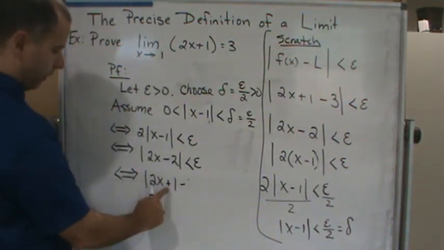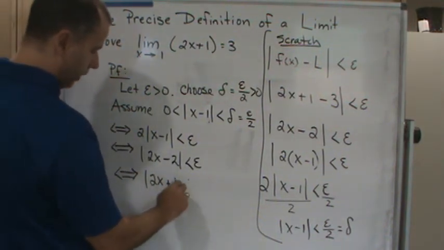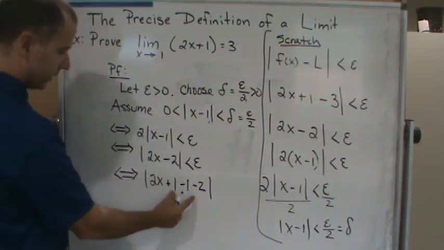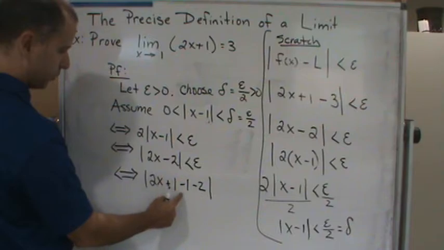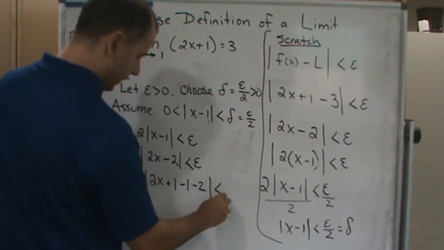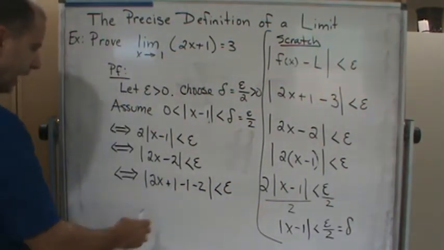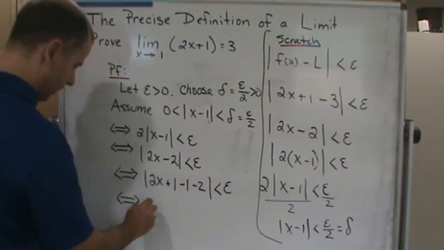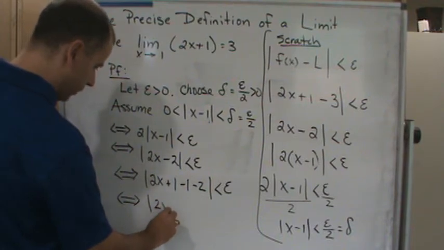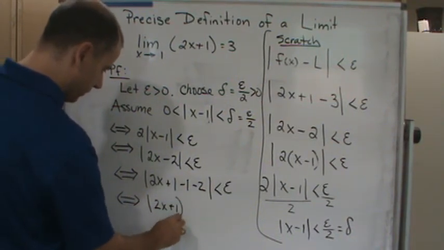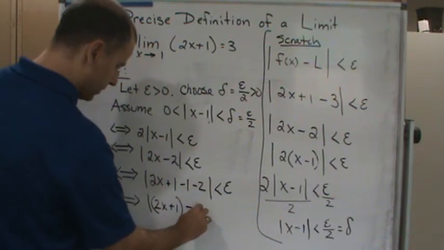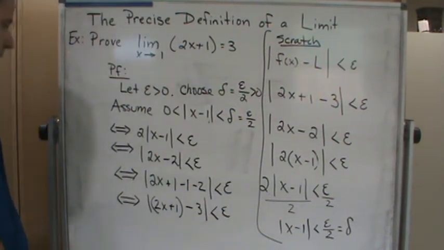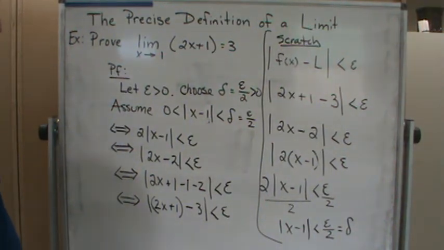Right? Or here, minus 2, plus 1 minus 1. Let's do that one. Because all I did was add 0, right? Plus 1 minus 1 is less than epsilon. And now I'm going to combine these two, and I get the absolute value of 2x plus 1 minus 3 is less than epsilon, and I'm done.